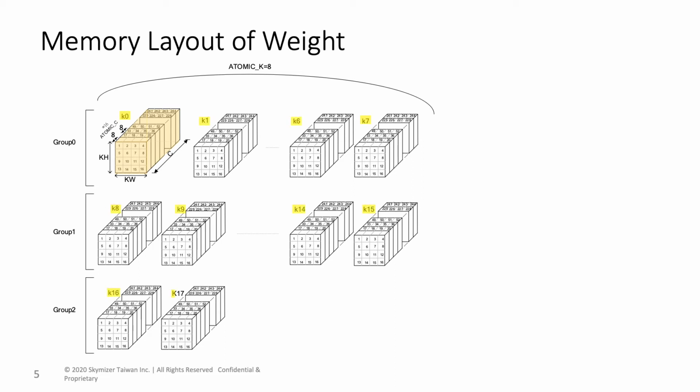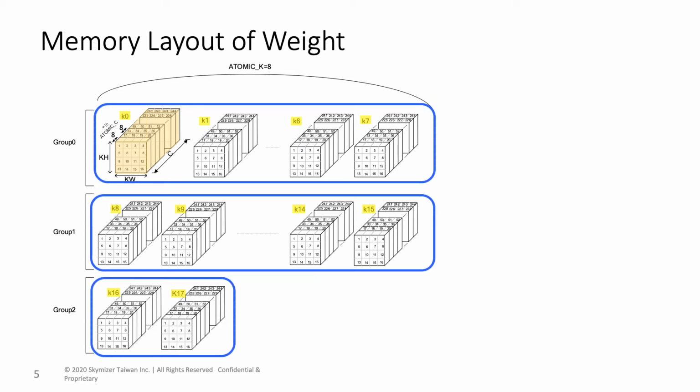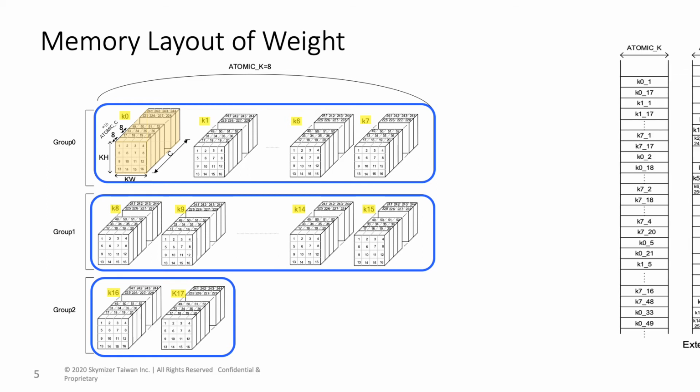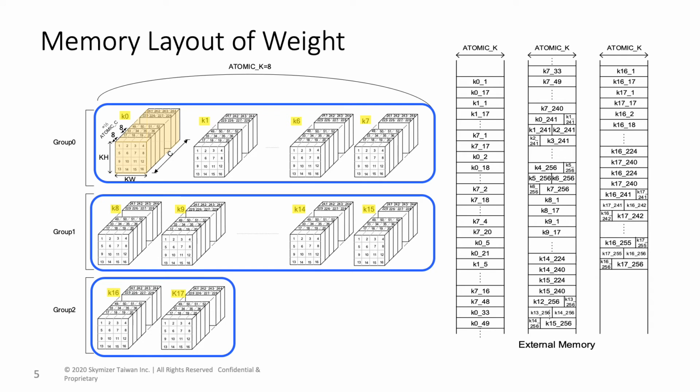The parameters c, kw, and kh are predetermined by the deep learning model. The n kernels are divided into groups, with atomic k kernels within each group. Within each kernel, the channel dimension is also broken down into multiple surfaces, just like the feature data cube. The figure on the right shows how atomic cubes are ordered in memory. The notation k0_1 refers to the first atomic cube in kernel k0. Within the same weight group, atomic cubes from the same position of different weight cubes are interleaved with each other.